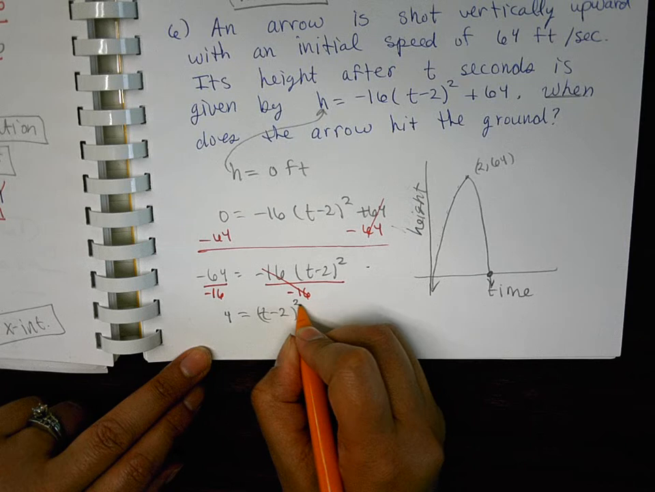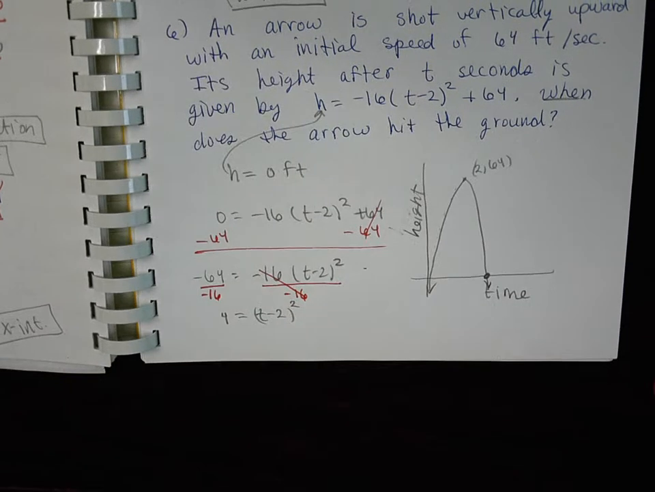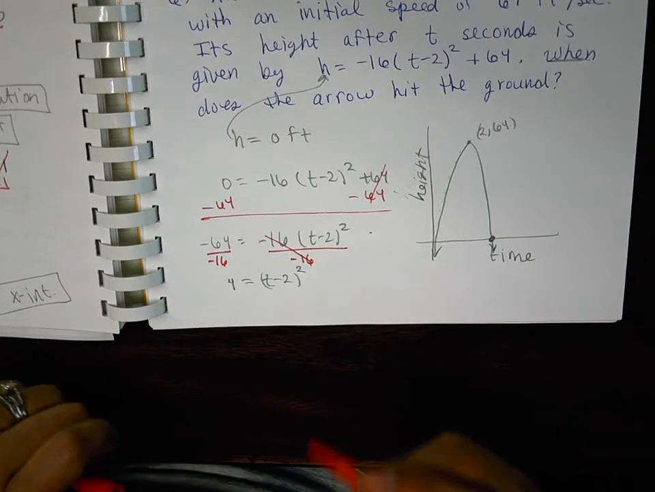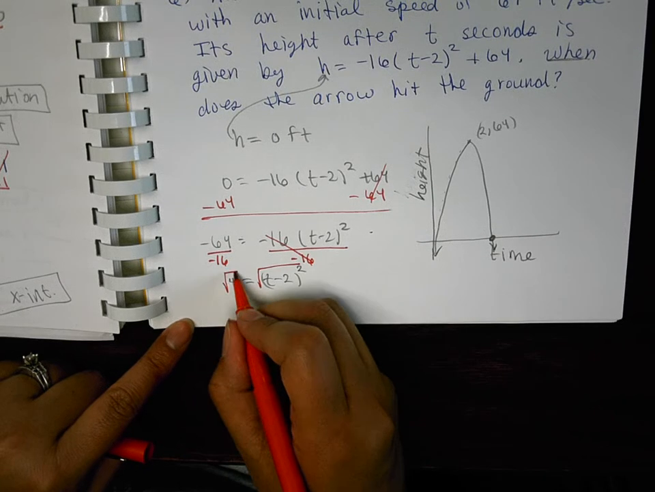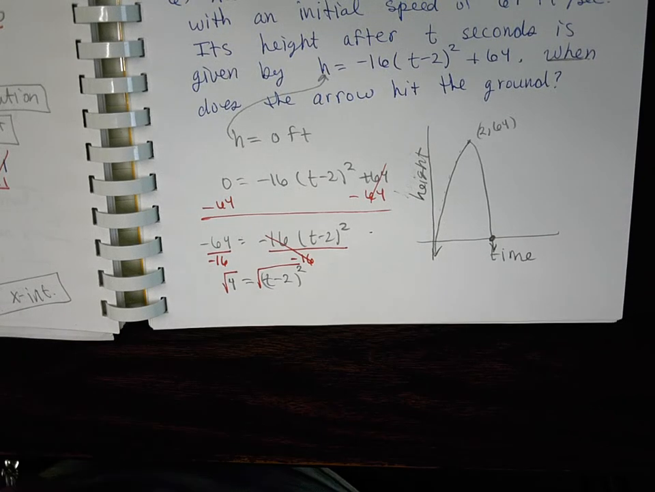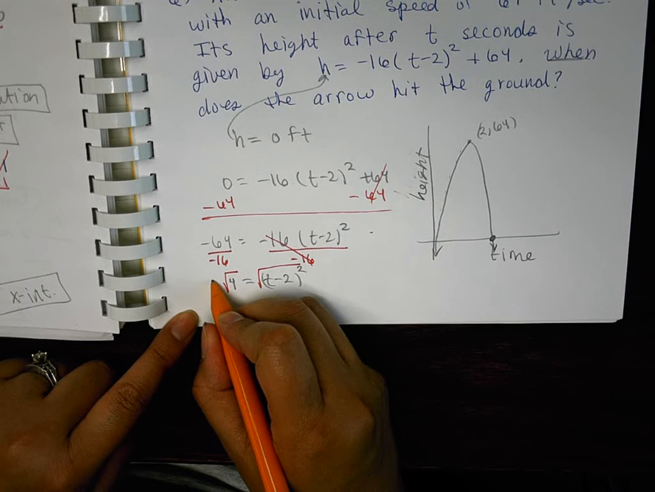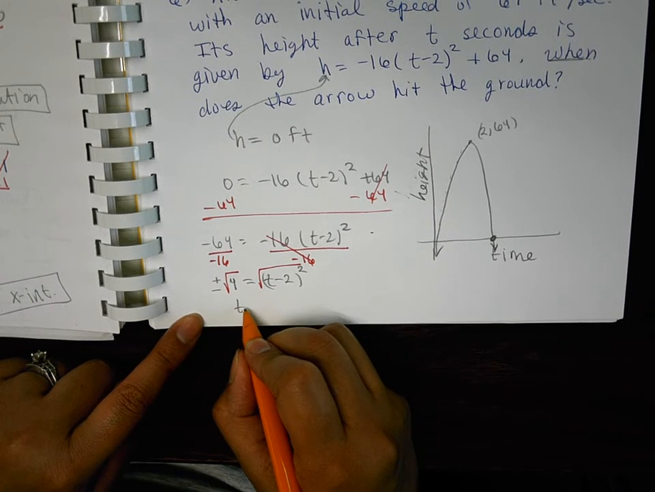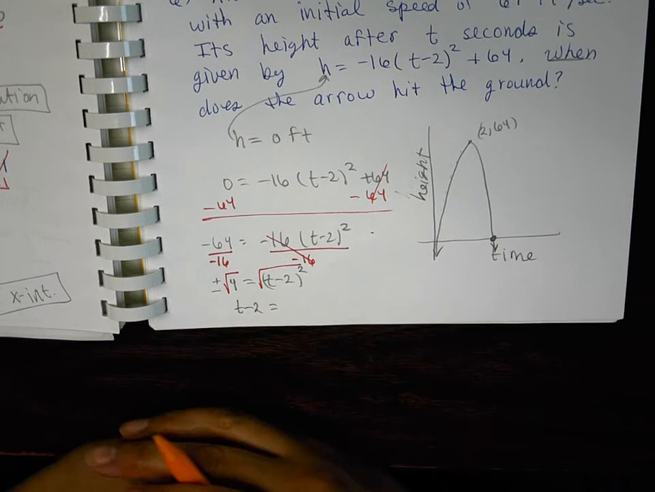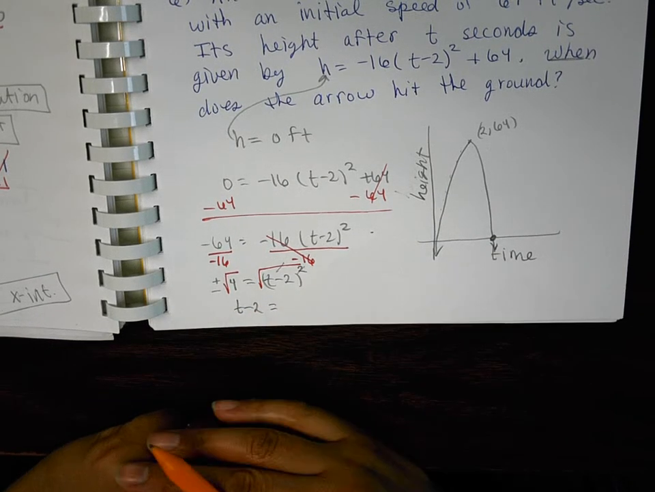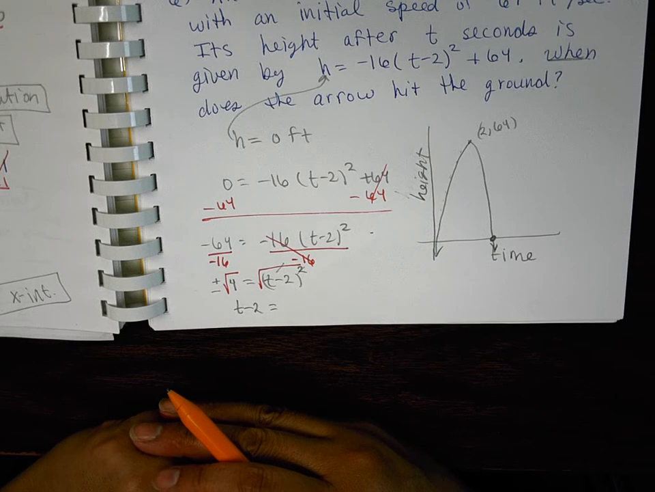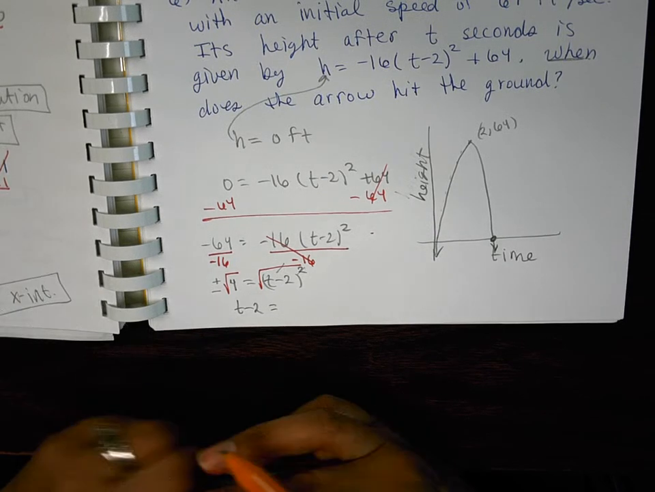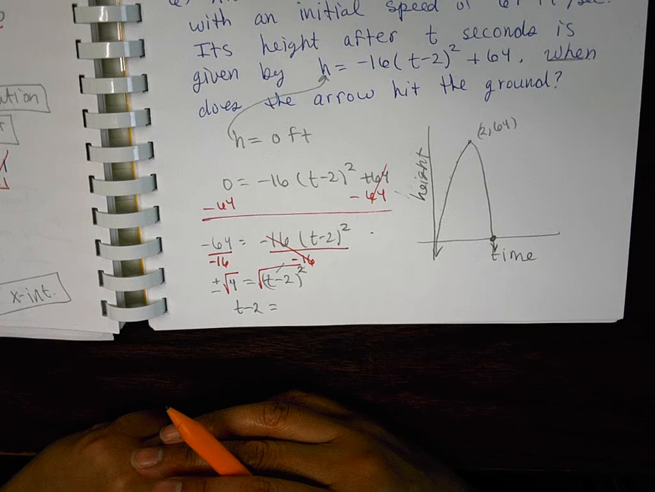What do I do to both sides? Square root. What do I have to put in front of the square root of the 4? Plus or minus. I'm going to switch spots and put the t minus 2 on the left side. Square root and radical undo each other. t minus 2 equals plus or minus what? What's the square root of 4? 2. No radical on this one.